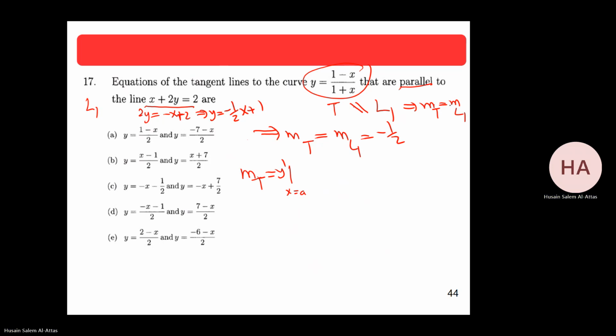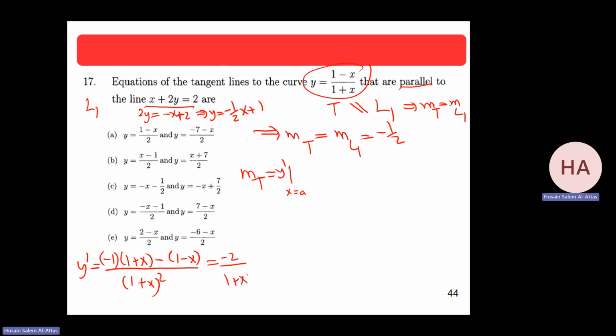Okay, so that means find the derivative. Now let me do the derivative here. Y prime will be what? Derivative of the numerator, minus 1, times the denominator, minus the derivative, this is 1 minus x, times 1, over 1 plus x all squared. That will be minus 1 minus x minus 1 plus x, which is minus 2 over 1 plus x all squared. That will be the slope. So I have minus 2 over 1 plus a all squared, where a is the point of tangency, and that should equal minus half.